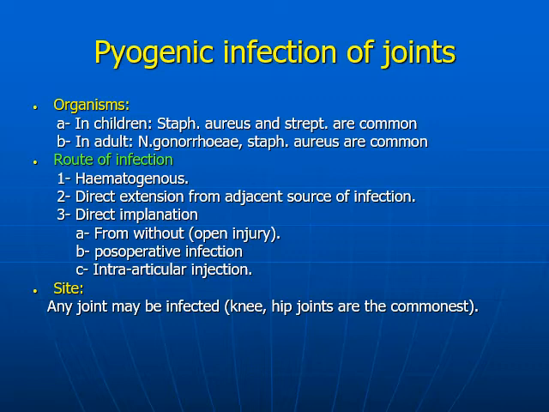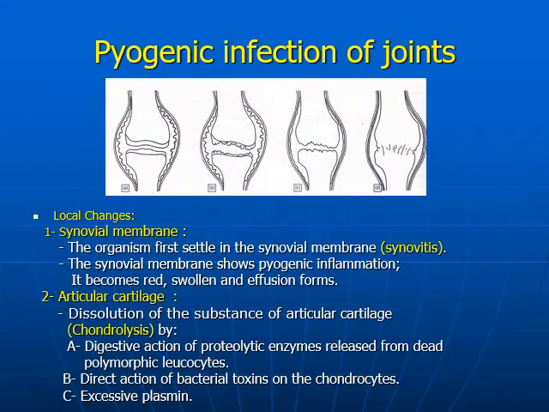This is in neonates because they get a lot of antibiotic, a lot of intravenous injection of antibiotics. Sometimes because they are immunocompromised, we get septic hip joint in the neonates. What are the local changes which occur?